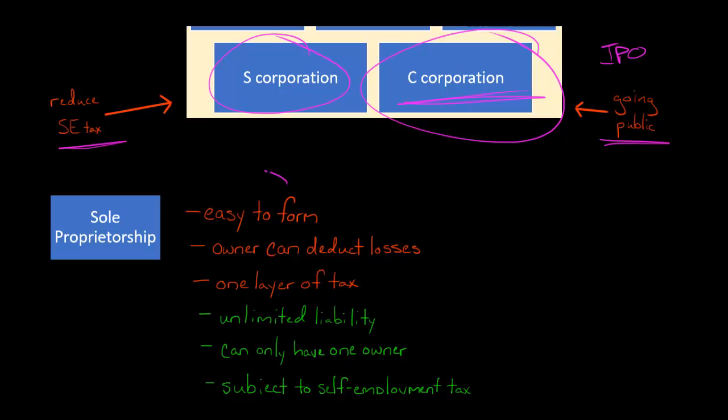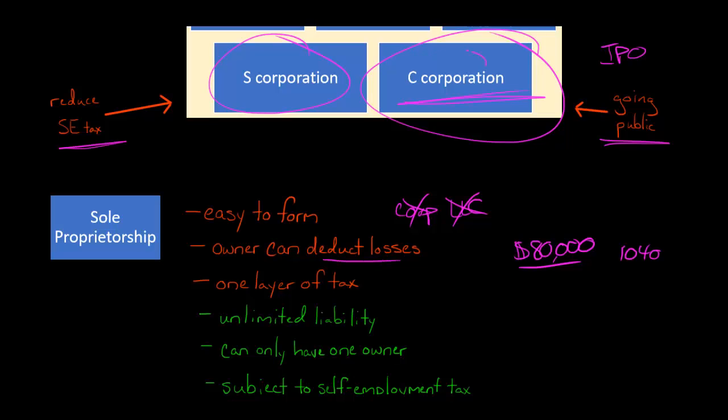So with a sole proprietorship, as I said, it's the easiest to form. And the reason is you don't need to do any paperwork. You're not creating a corporation. You're not creating an LLC. So you just basically start doing business and you have a sole proprietorship, assuming you're by yourself. If you have multiple people doing a business, you have a partnership. Now, the owner can take a tax deduction for the losses of the business. So if the company loses $80,000, the owner can deduct $80,000 on their personal tax return, on their 1040. Okay, so you get to deduct the losses.